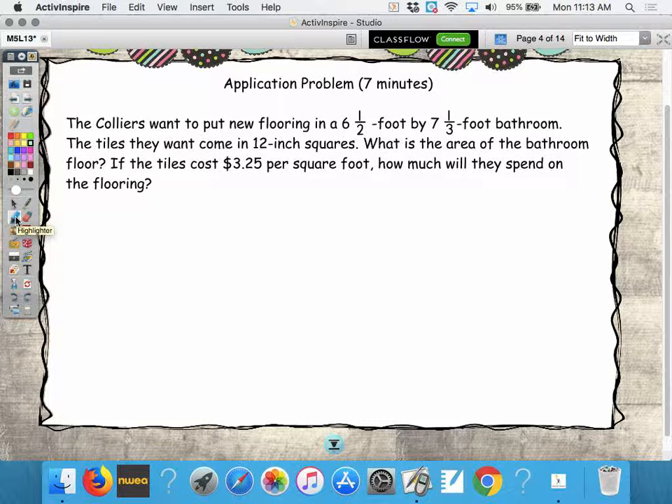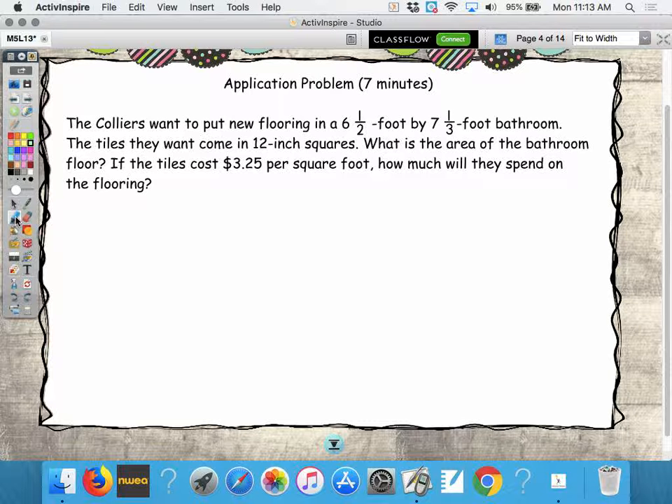All right? The Colliers want to put new flooring in a 6.5 foot by 7 1/3 foot bathroom. That's a tiny bathroom. The tiles they want come in 12-inch squares. What is the area of the bathroom floor? If the tiles cost $3.25 per square foot, how much will they spend on the flooring? What are the 2 questions that are asked here? There are 2 of them.